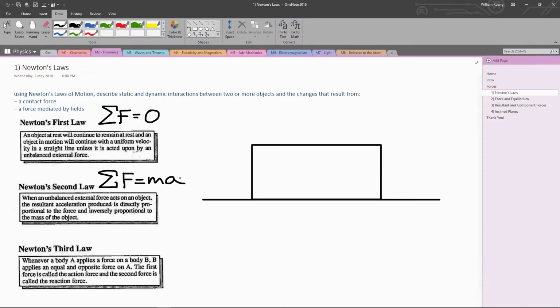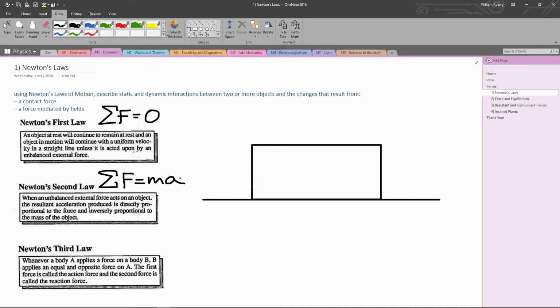Moving on, Newton's third law. Okay, so this time, whenever a body A applies a force on a body B, B applies an equal and opposite force on A. The first force is called the action force, and the second force is called the reaction force. All right, so this introduces the concept we call force pairs.